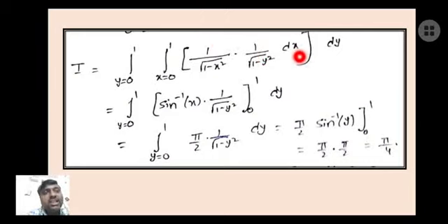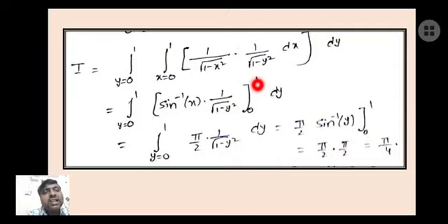When I am calculating integration with respect to dx, y is constant, so this particular function 1 by root over 1 minus y square, treat it as constant. It will be same in the next step also. Okay, now I am writing the integration of 1 by root over 1 minus x square. So the integration of 1 by root over 1 minus x square is simply sine inverse x. Now I am writing the limits of x from x equal to 0 to 1.